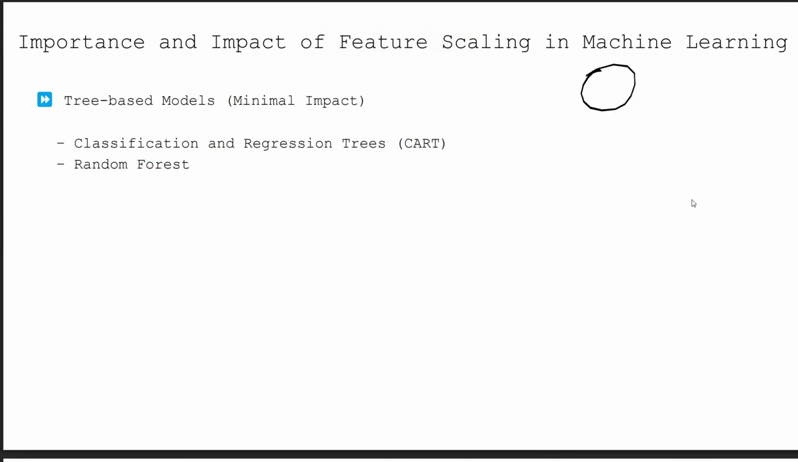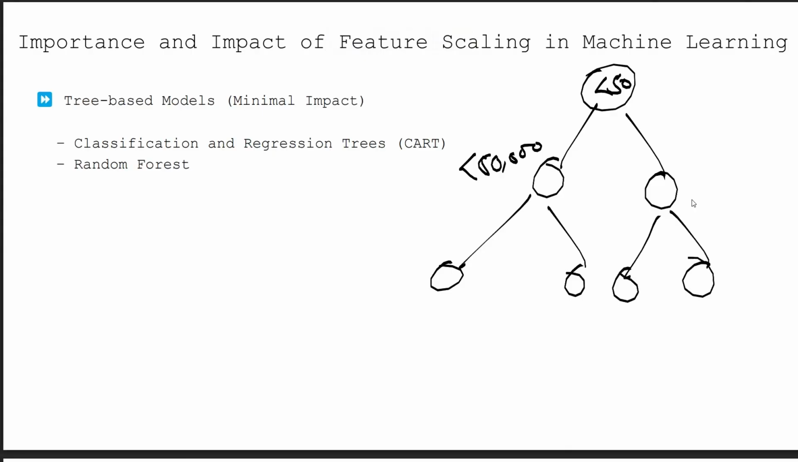Age is less than 50 or not, and that's how it will keep on growing. Then, let's say, whether the income is less than 50,000. That's how the tree keeps growing based on these questions across different nodes. In that case, feature scaling does not have much impact, because it is asking a yes or no type of question, so it does not depend on the magnitude of the features. So in this type of model, feature scaling might not have as much impact compared to the other models.